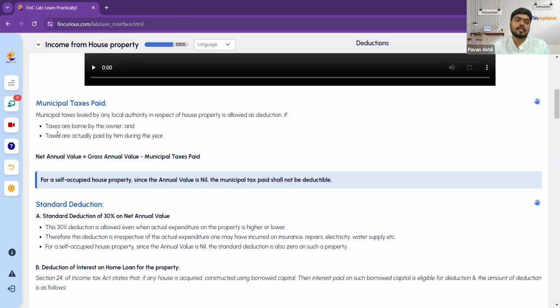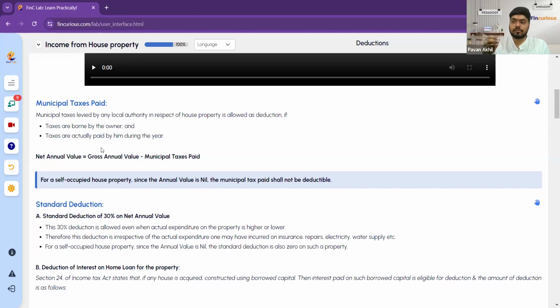The conditions are that the taxes are borne by the owner and are actually paid by him during the year. So then how is net annual value determined? Gross minus municipal: net annual value is equal to gross annual value minus municipal taxes paid. It is only for the let out property. Then what about self-occupied property? For self-occupied property, the gross annual value is nil. Therefore, you cannot claim municipal taxes paid.